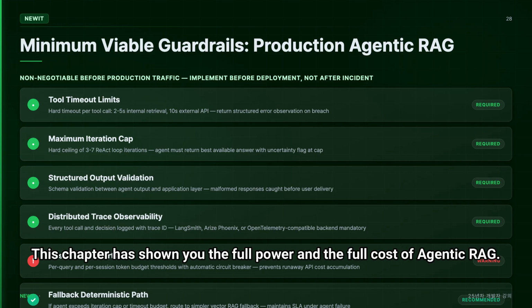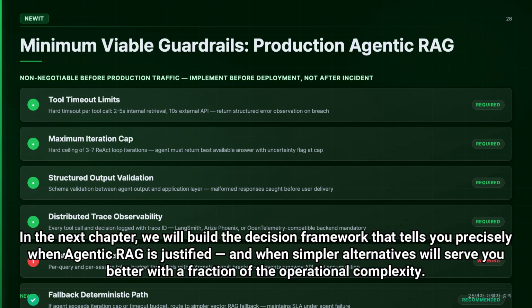This chapter has shown you the full power and the full cost of agentic RAG. In the next chapter, we will build the decision framework that tells you precisely when agentic RAG is justified, and when simpler alternatives will serve you better with a fraction of the operational complexity.